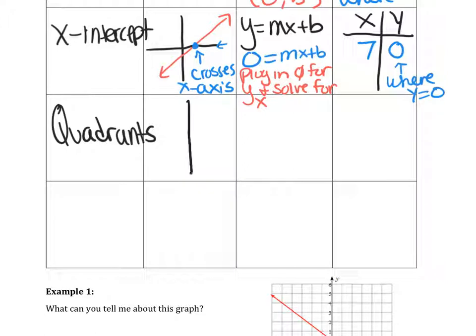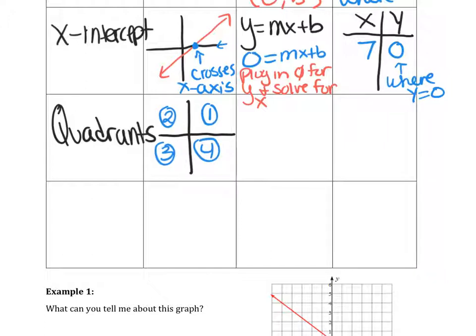So if we have our coordinate plane here, do you remember how to number these quadrants? One is the top right, where it's positive and positive. And then is 2 this one or this one? It's left, yeah, it goes counterclockwise. So 1, 2, 3, 4.